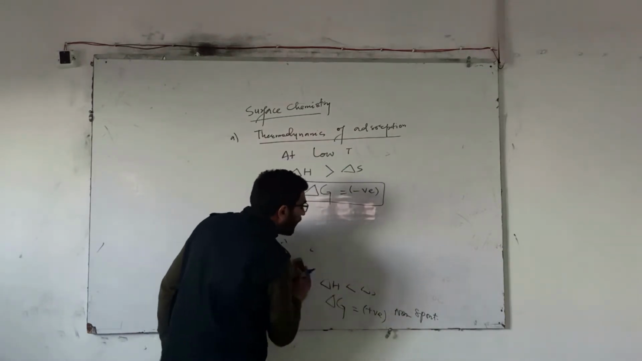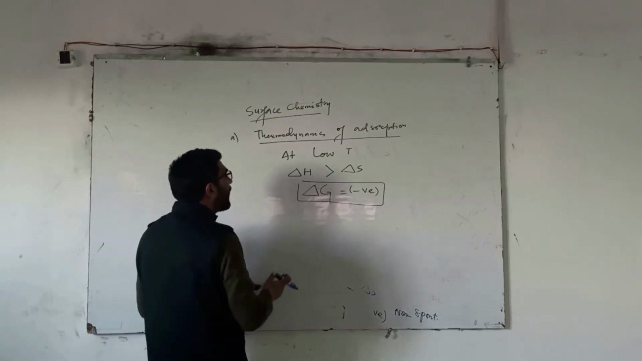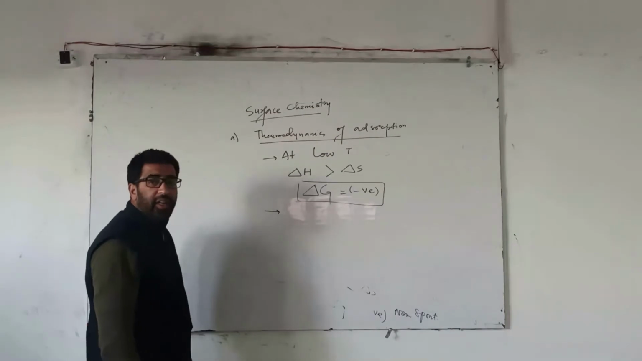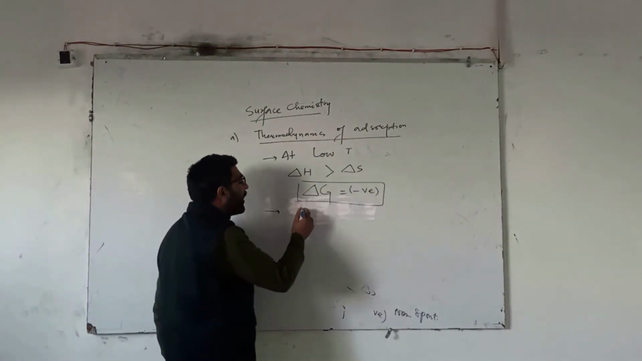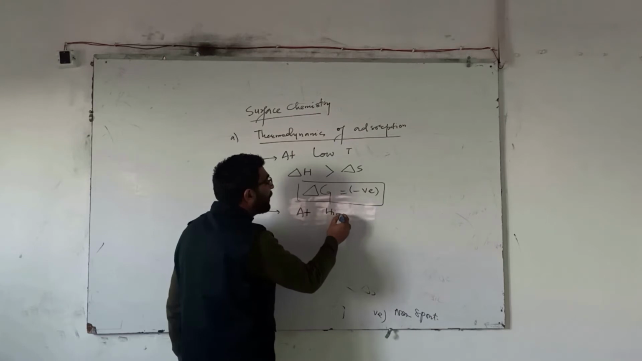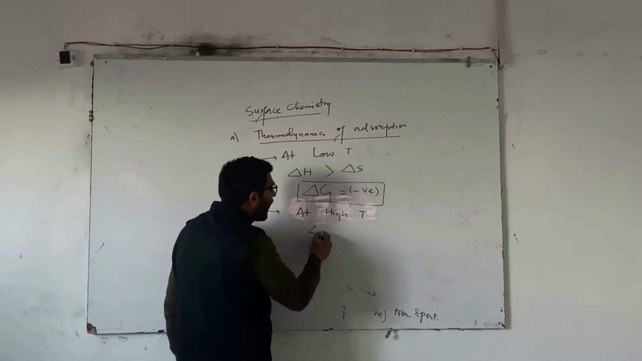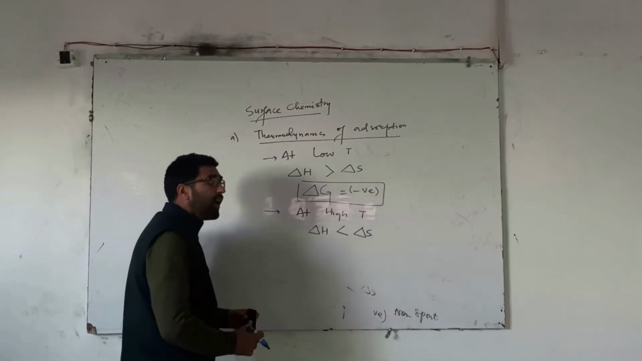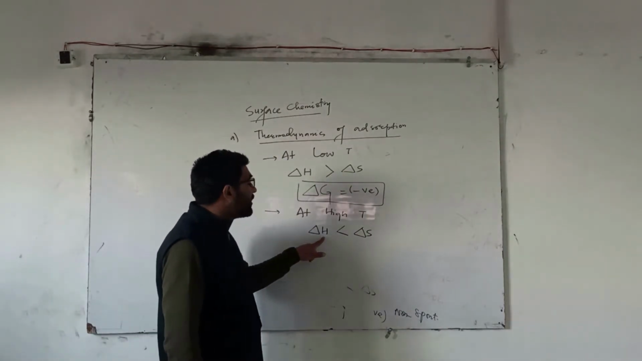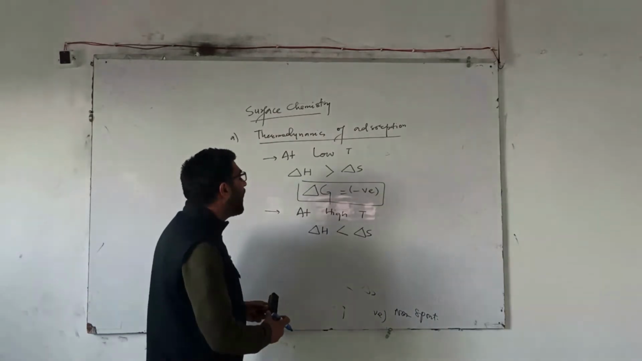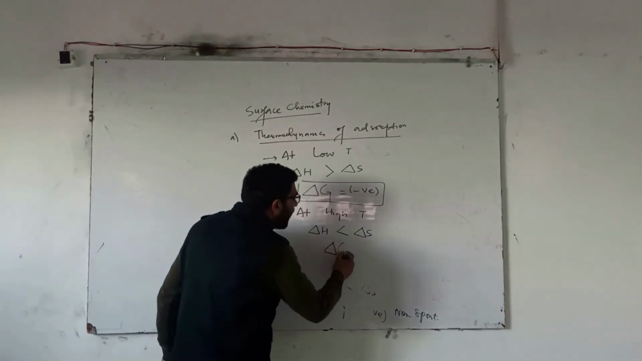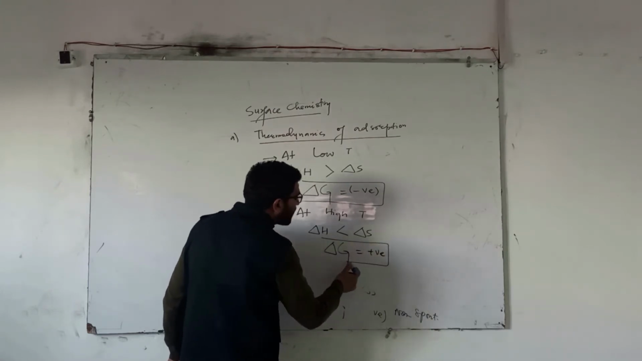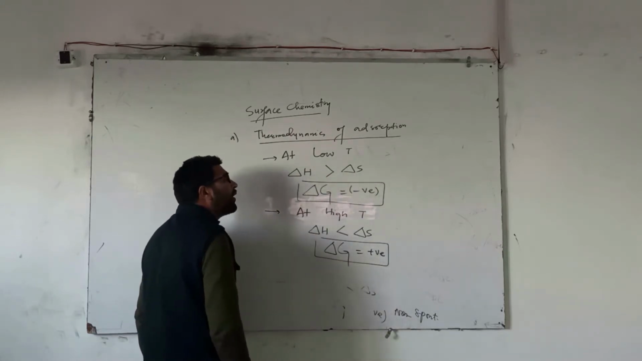However, at high temperature, what happens? I write here the next point. These are very important points as far as your need level is concerned. So I write here: at high temperature, the value of delta H is less than the value of delta S. That means at high temperature, delta H is less than that of delta S, and at this time delta G will be positive. Whenever delta G is positive, the process is non-spontaneous.